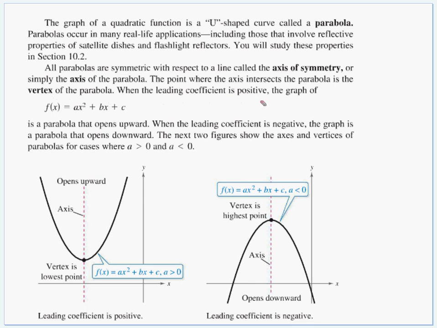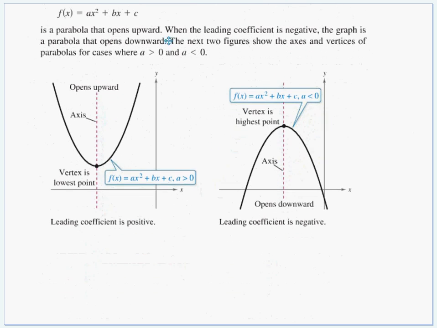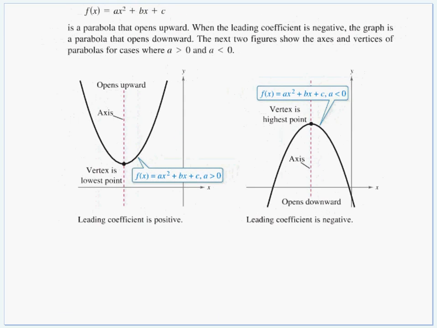When the leading coefficient of our quadratic is positive, that parabola opens up. When the leading coefficient is negative, the graph of the parabola opens down. The next two figures show the axes and the vertices for parabolas with our leading term positive and our leading term negative. So here on the left, it says opening upward, and we have our vertex. It is the lowest point. Our function here is a positive ax squared.